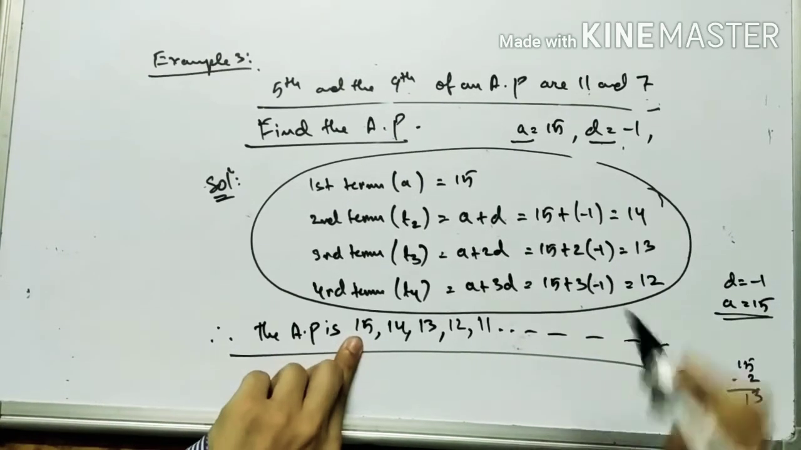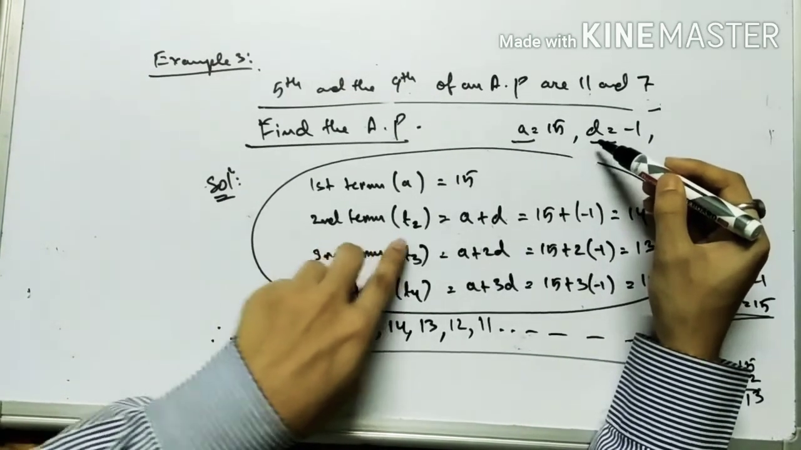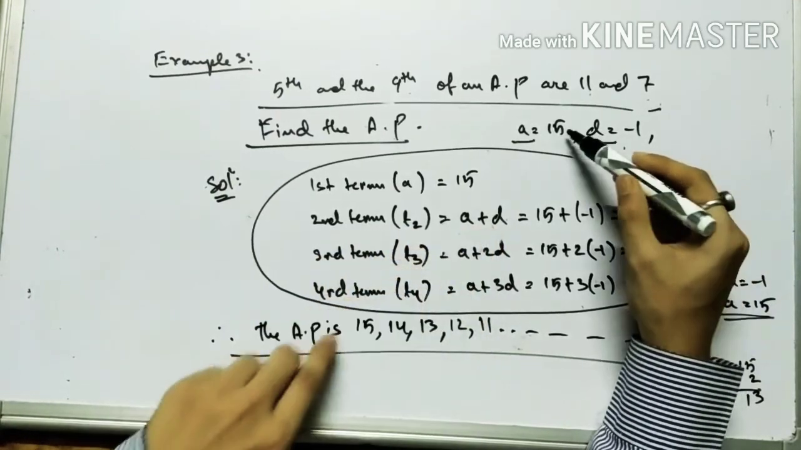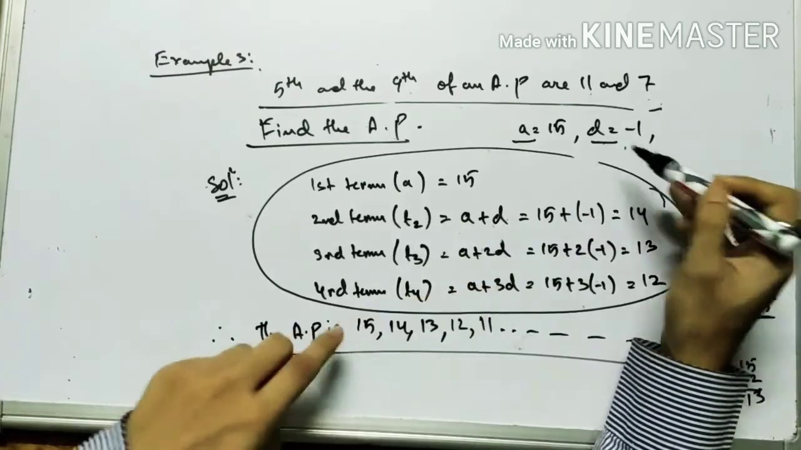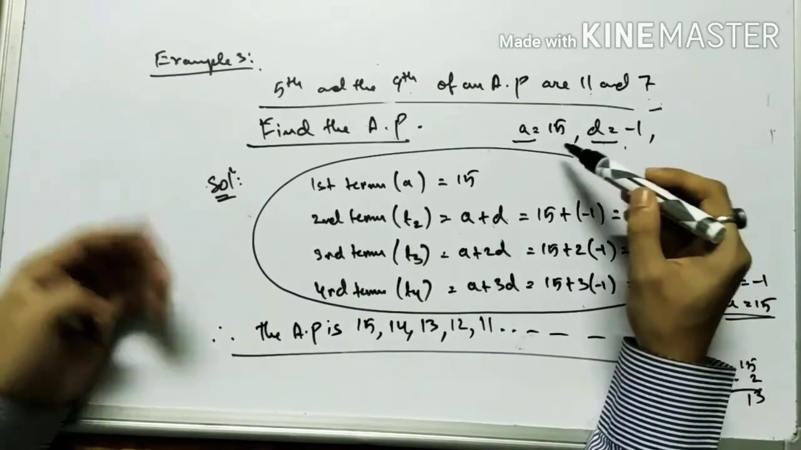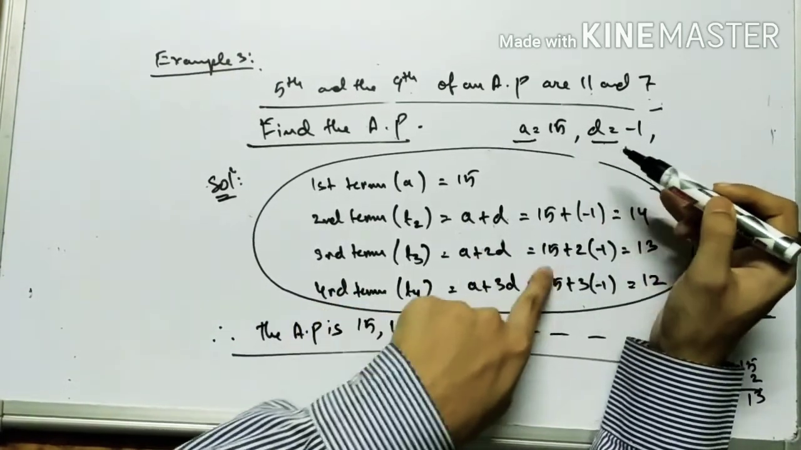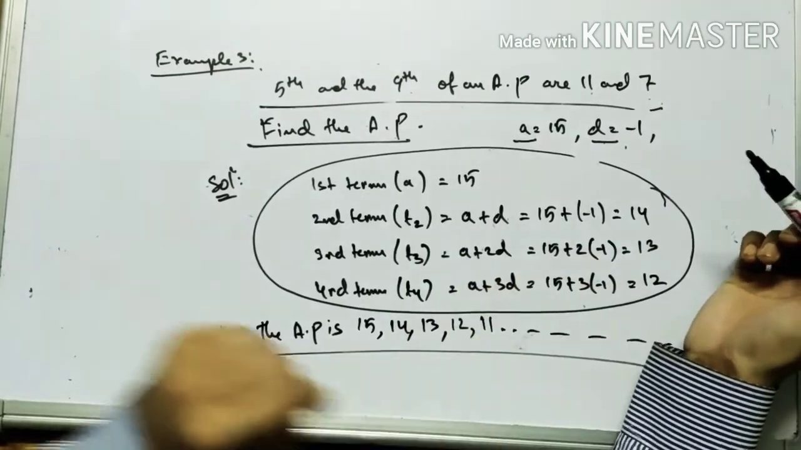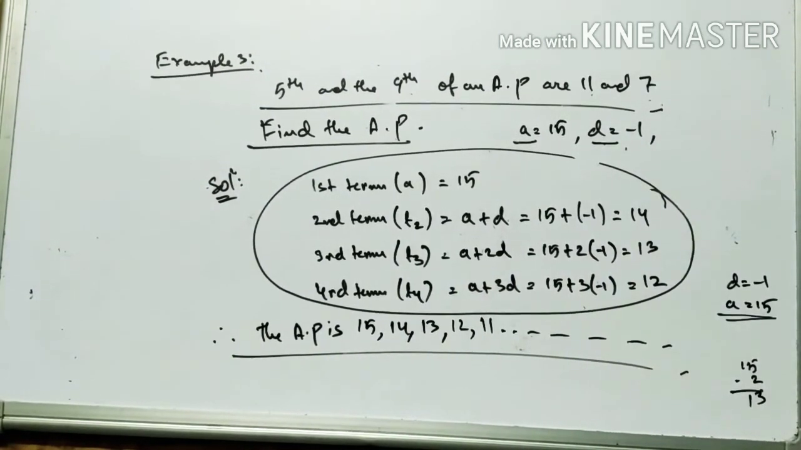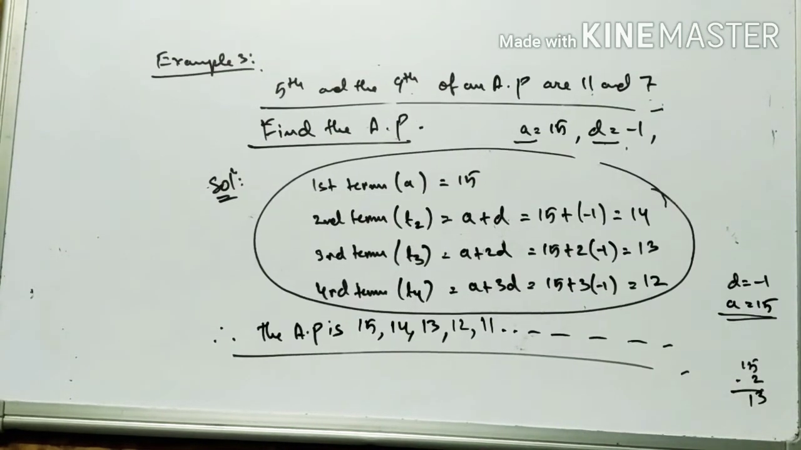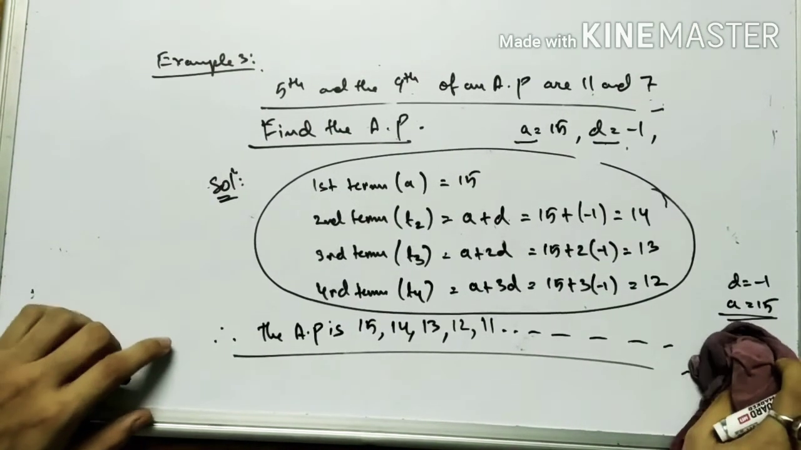Okay, the first term is 15. And the second term is what? A plus D. So 15 plus minus 1, that means 14. And the next term will be A plus twice D. So 15 plus 2 into minus 1, which is 13. Okay, so this is your arithmetic progression. I hope you have understood.